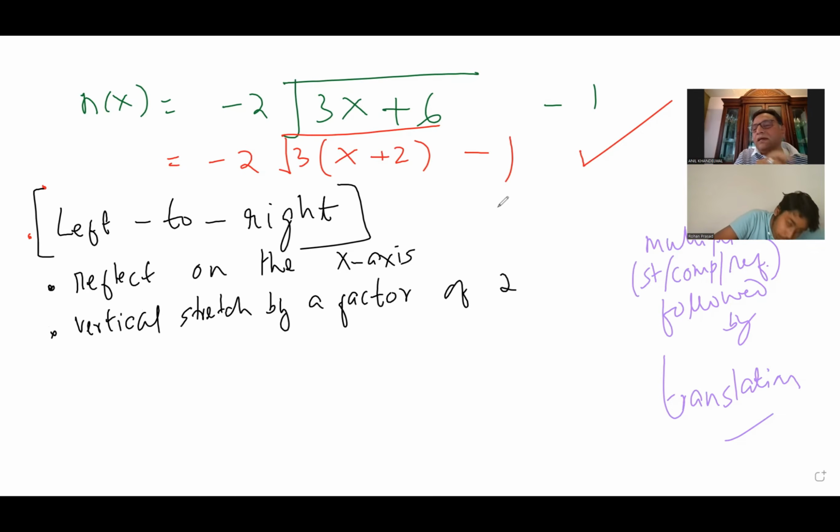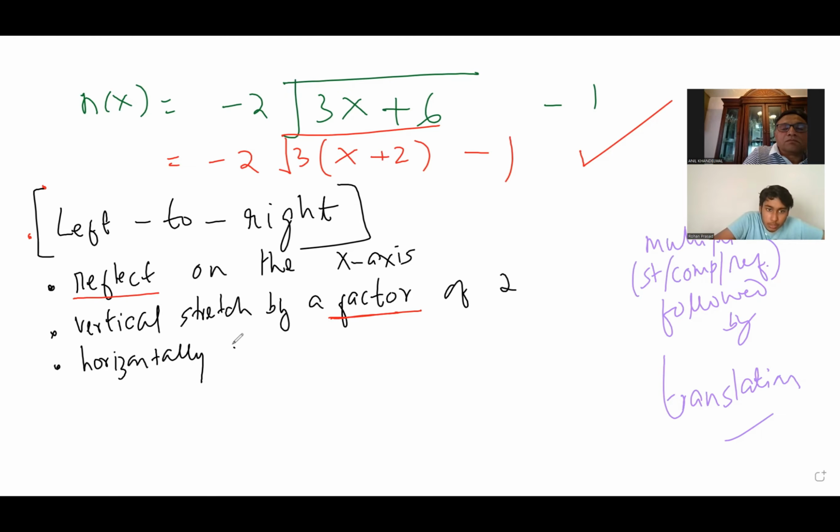You don't have to say negative. Negative was a reflection, which we have already included. Do you see that? So by a factor of. A negative, we have already taken care of, right? Next. It is horizontally.